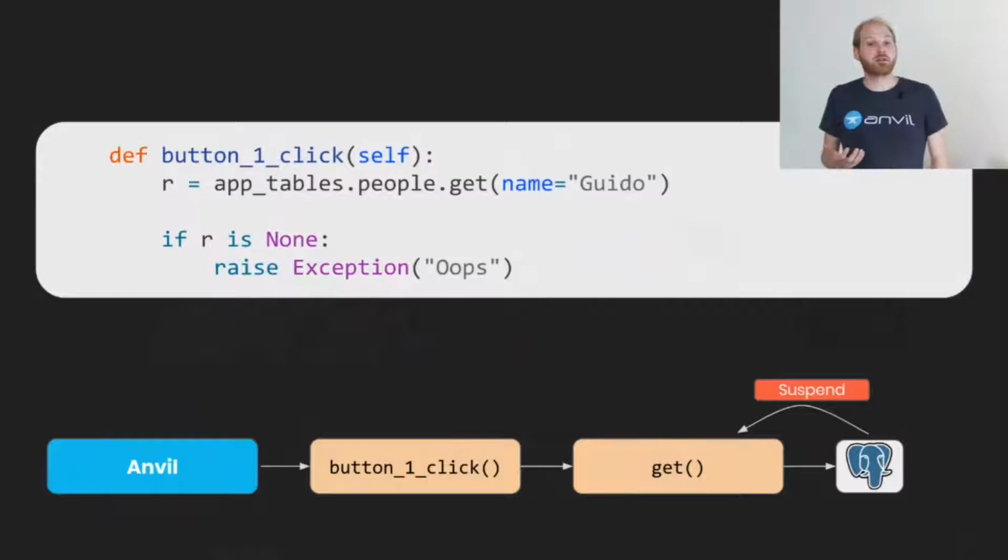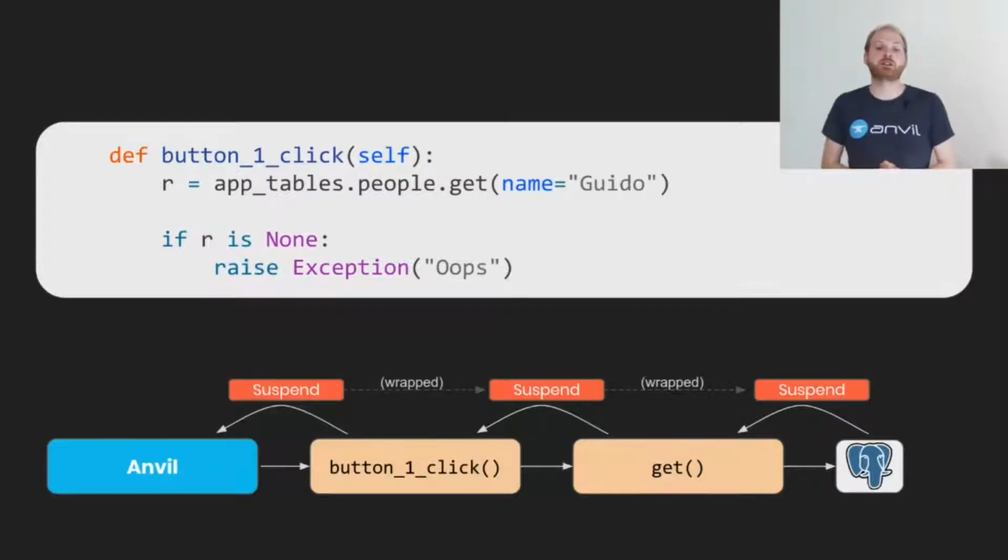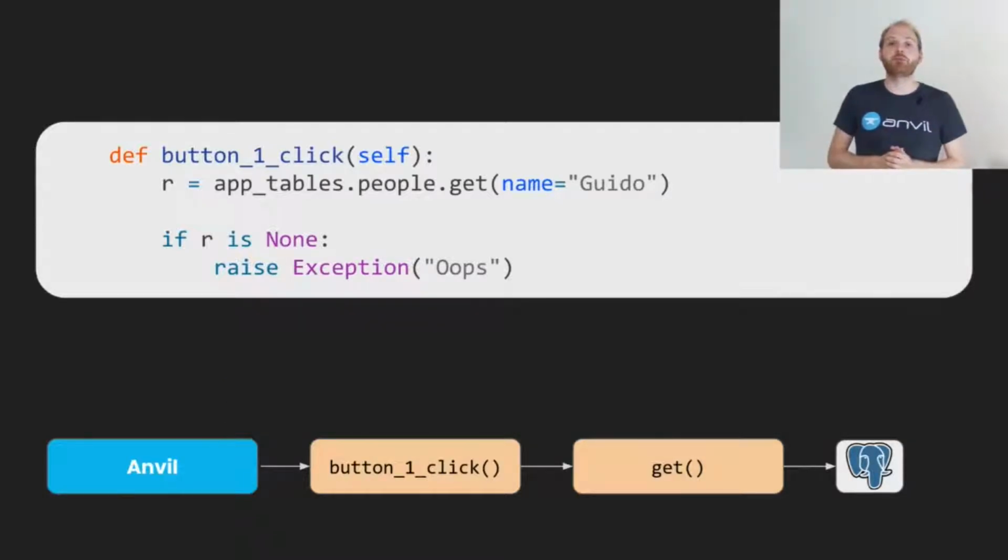The get method checks the return value and realizes it's been given a suspension. So it saves the value of all its local variables, it saves all its temporaries, it saves where it is in the function, and then it stores all of those in another suspension that includes the original one. And then button one click does the same thing. It realizes it's been given a suspension, so it saves its locals, saves its temporaries, saves where it is in the function, and returns the suspension to the JavaScript runtime. Now, a few milliseconds later, the database gets back to us, and we can reverse this process.